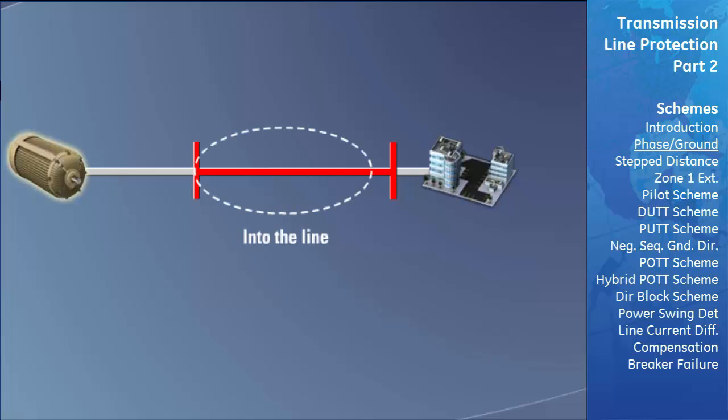Zones of protection can also be programmed to protect in either the forward direction or reverse direction. Zones that are set to protect in the forward direction are said to be looking into the line, while zones that are set to protect in the reverse direction are said to be looking out of the line.